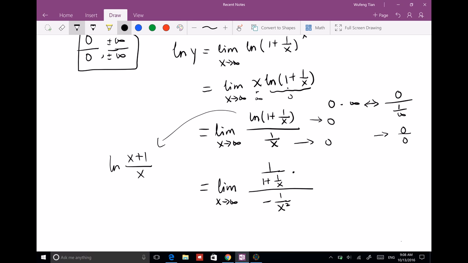Alright, so now I have a question here. When you take the ln of this, do we need to use the chain rule?